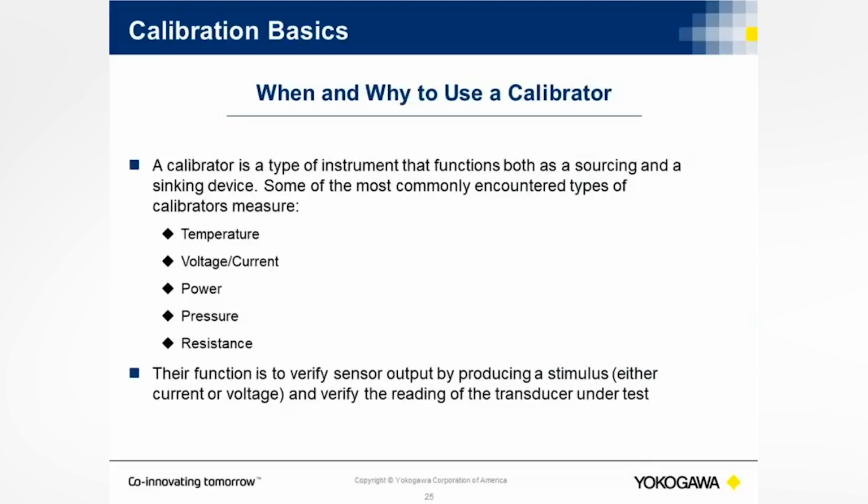A calibrator is a type of instrument that functions both as a source and sinking device. Similar to sensors, they can measure temperature, voltage, etc., as well as source those quantities. So their main function is to verify sensor output by producing a stimulus, either current or voltage, and then verify the reading of the transducer.